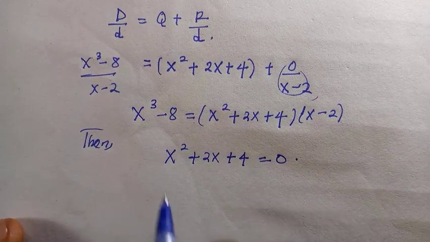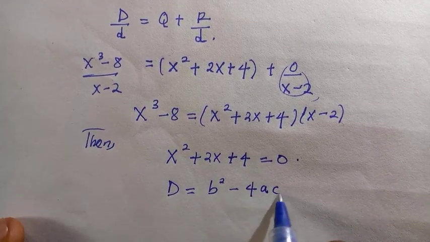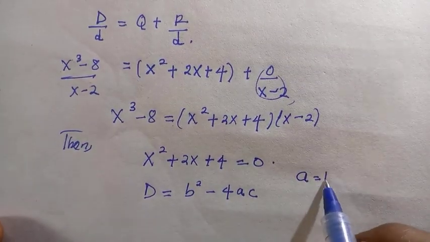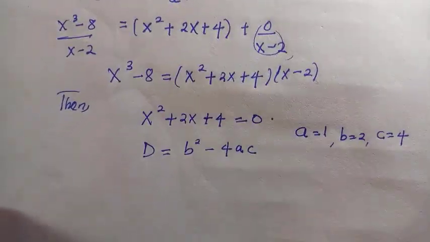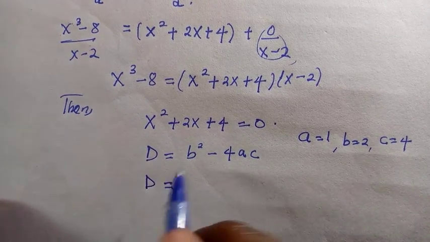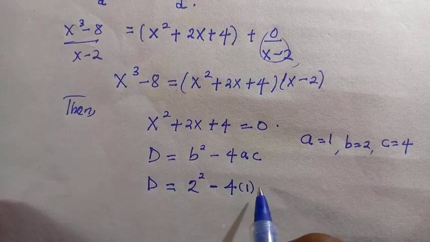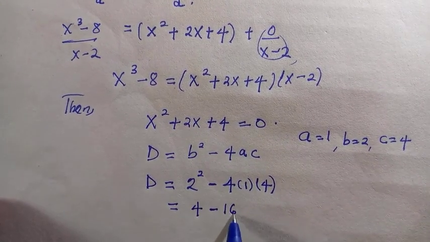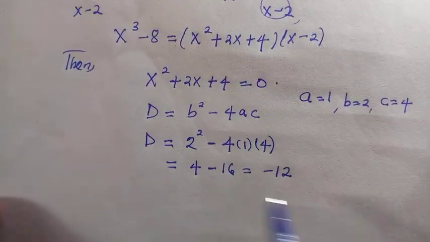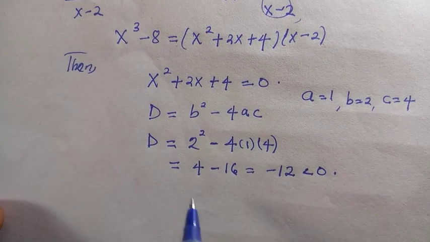And from here, we consider the discriminant, which equals b squared minus 4ac. We know that from this quadratic equation, a equals 1, b equals 2, and c equals 4. So by substituting these in the discriminant formula, we are going to have d equals 2 squared minus 4 bracket 1 bracket 4. This becomes 4 minus 16, and this equals minus 12. So minus 12 is less than 0, which means that the roots are imaginary and complex.